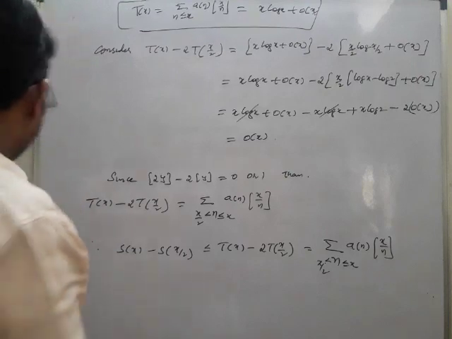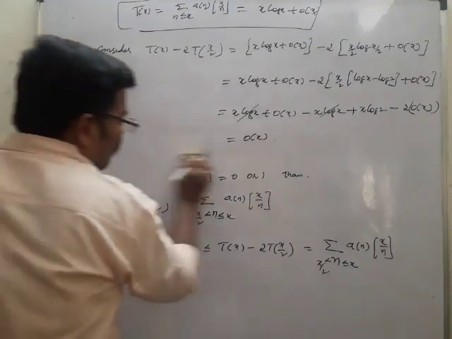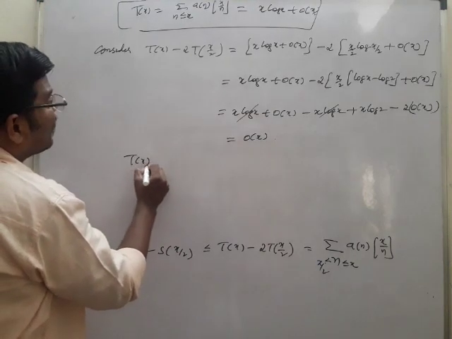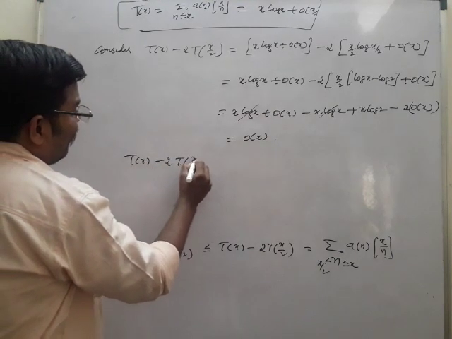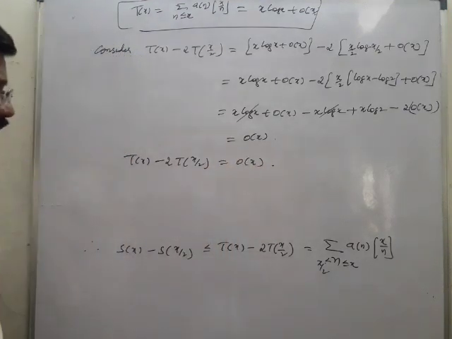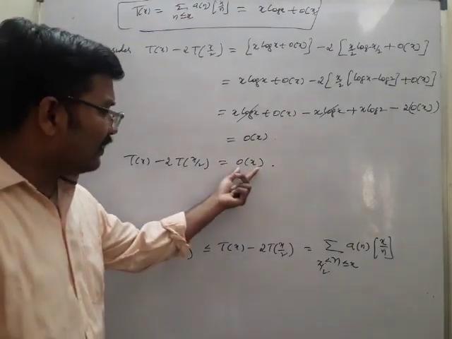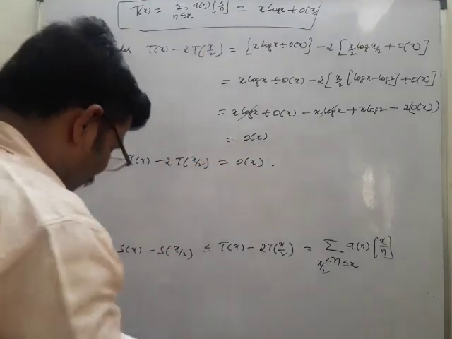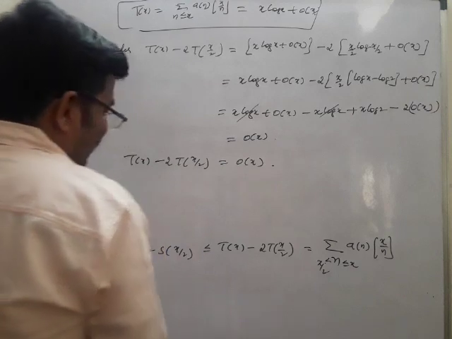So what you got here is T(x) minus 2 T(x/2) is big O of x. This is the conclusion you got by using this formula. So big O of x you got. So therefore what can we write here now?